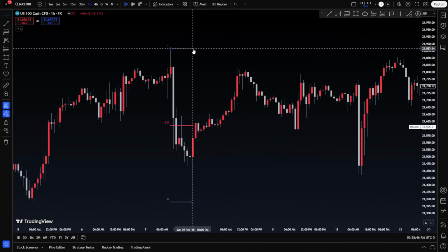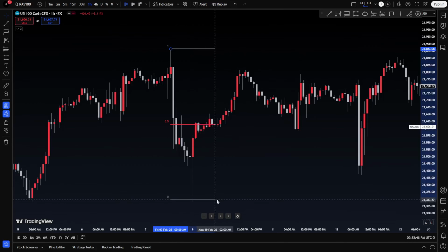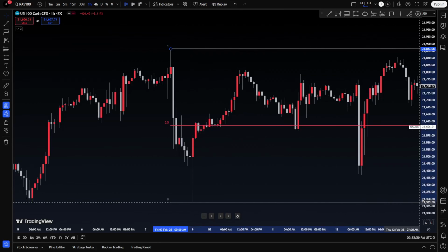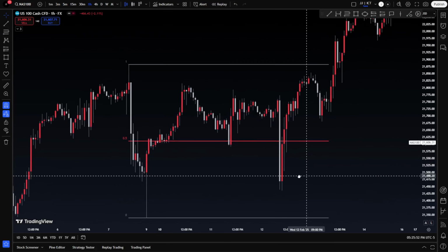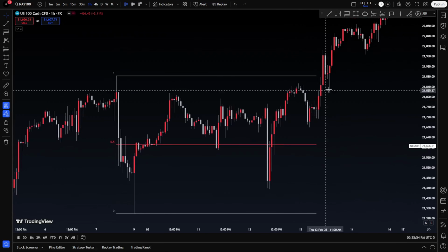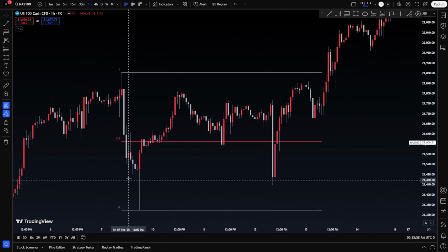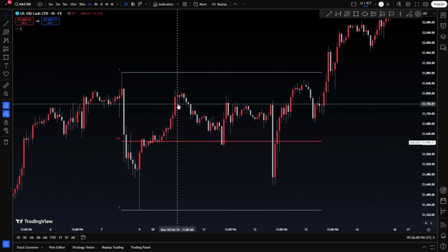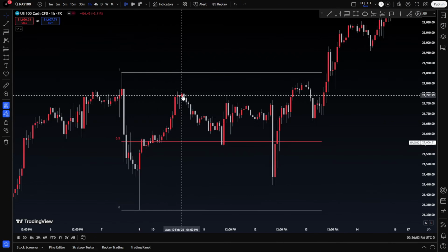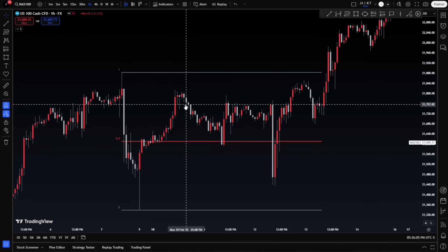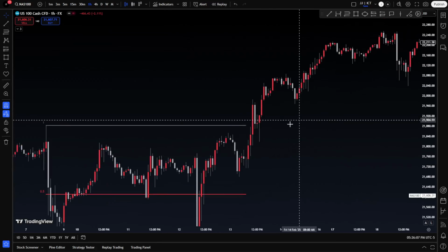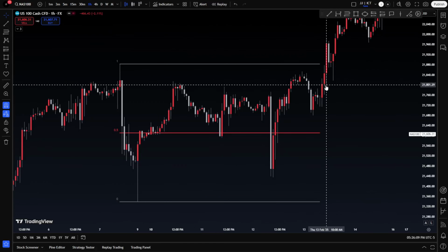Okay. Now let's draw this out so we can really see that equilibrium point. There we go. Now we can really see it. What price does is, after the dealing range is created, it heads back up to activate the range. Then let's say we want to see price go higher. Obviously we can already see that price heads higher after this, but let's see why.